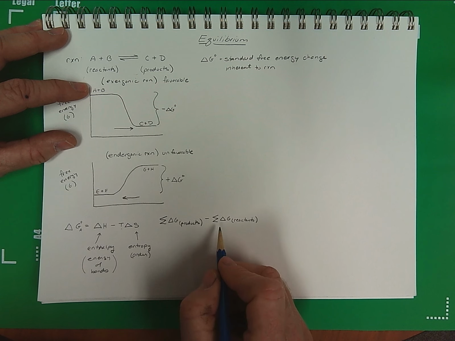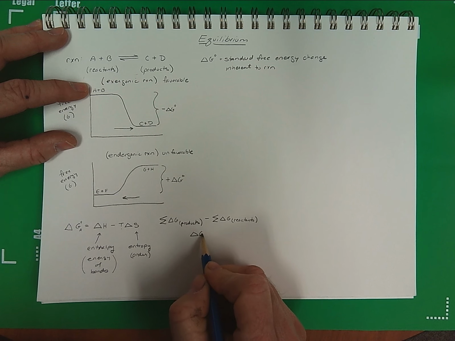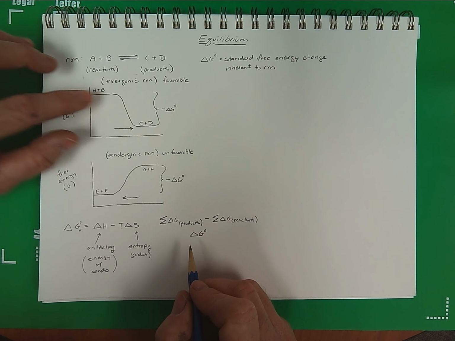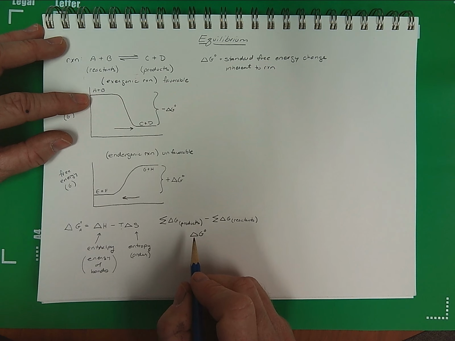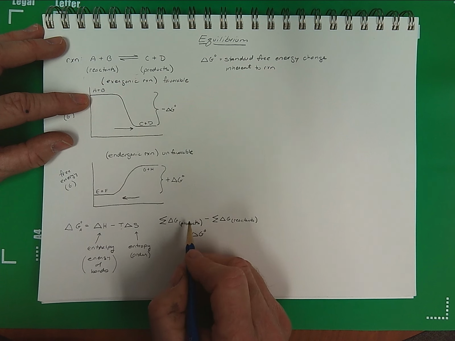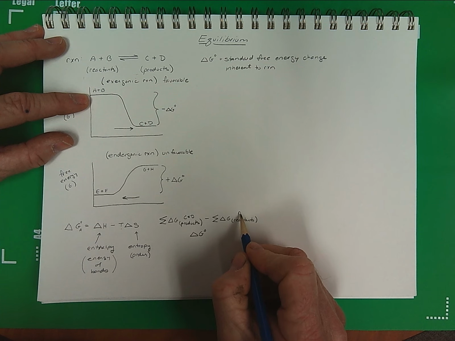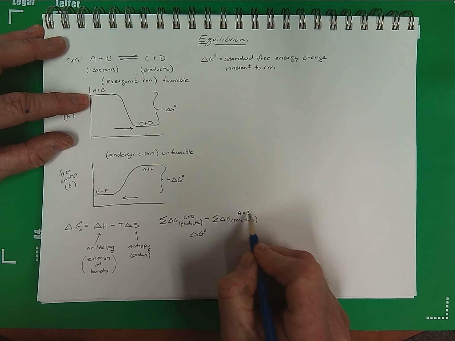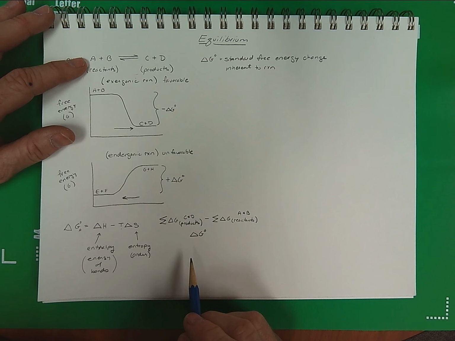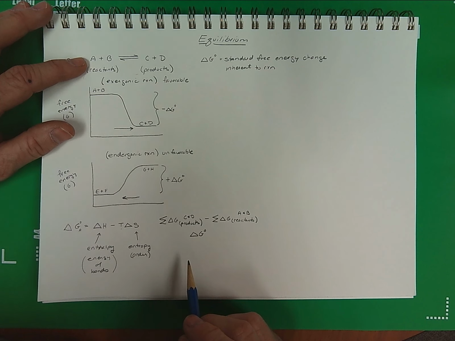And this value that we get here will equal the delta G 0, the standard free energy of this particular reaction. So again, the summation of these delta G calculations, for example C and D as our products, and A and B as reactants, gives us the standard free energy defining this particular reaction.